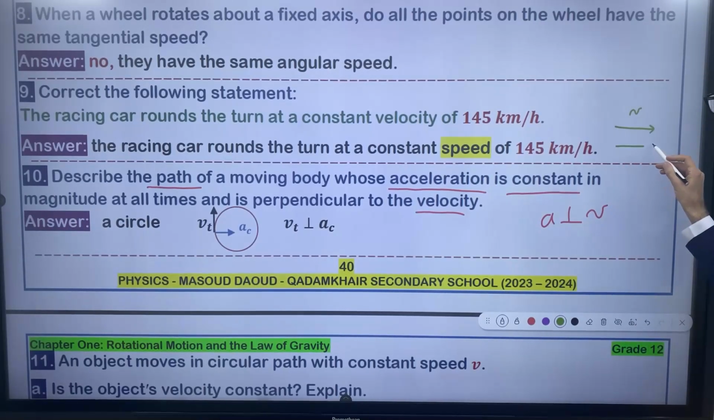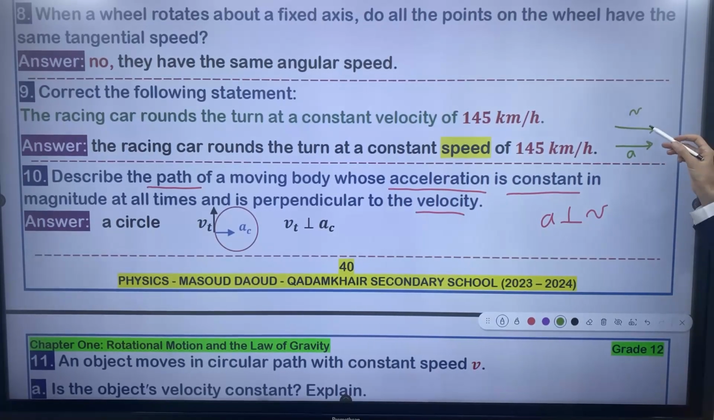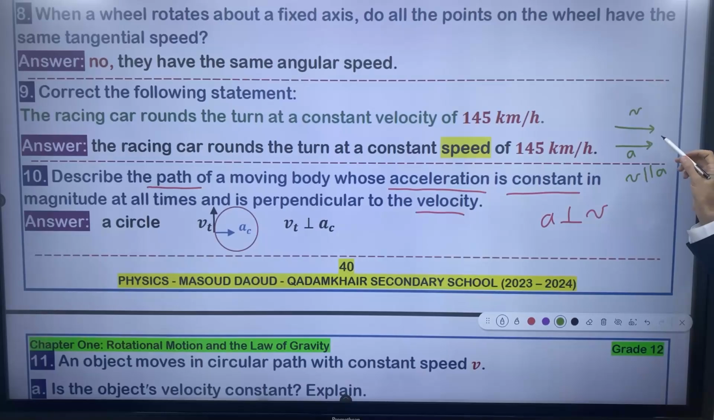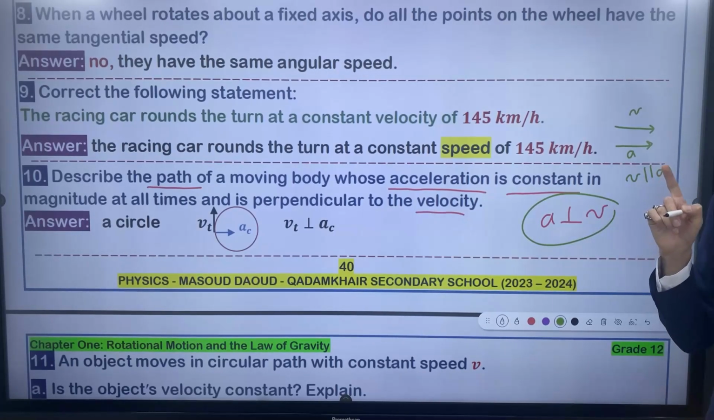So in this situation, there is acceleration as well. If you have speeding up, no problem; if you have slowing down, acceleration becomes opposite in direction. So which relationship is there between velocity and acceleration in a straight line path? V and A are parallel. So the path shouldn't be a straight line for this condition. Acceleration is perpendicular to velocity only in a circular track.